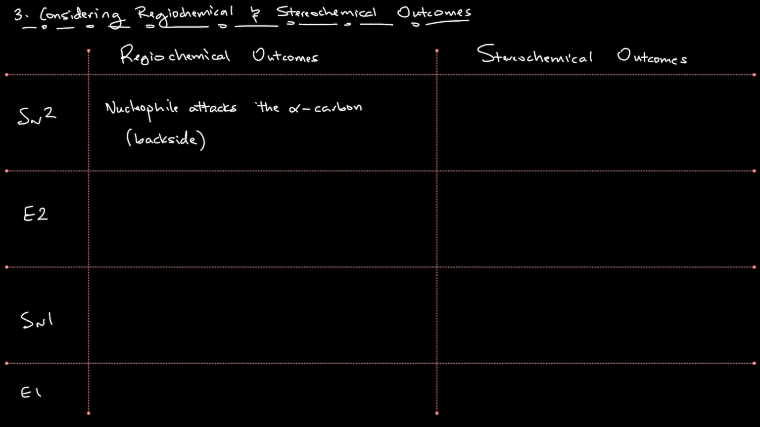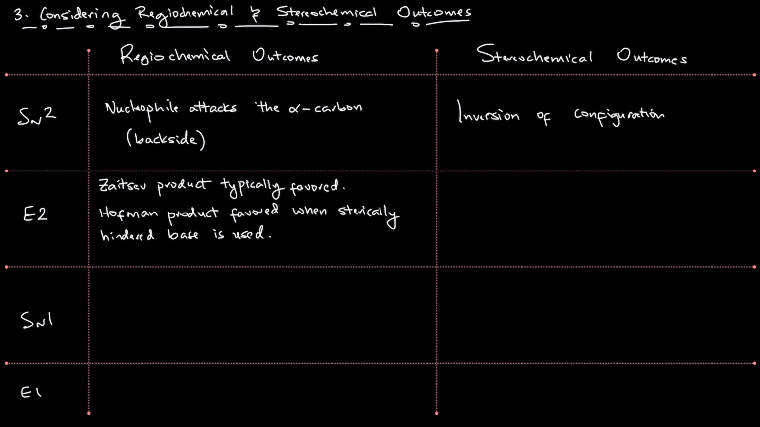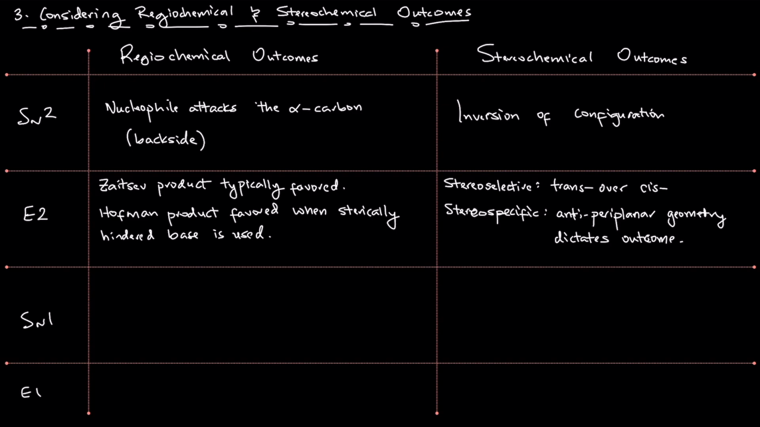For SN2, the nucleophile attacks at the backside of your alpha carbon, and the stereochemical outcome is an inversion of configuration. For E2 reactions, the Zaitsev product is typically favored, so that's the more substituted product. But the Hofmann product, which is the less substituted alkene product, is favored when a sterically hindered base is used. The reaction is stereoselective, which is saying that the trans alkene is favored over the cis alkene.